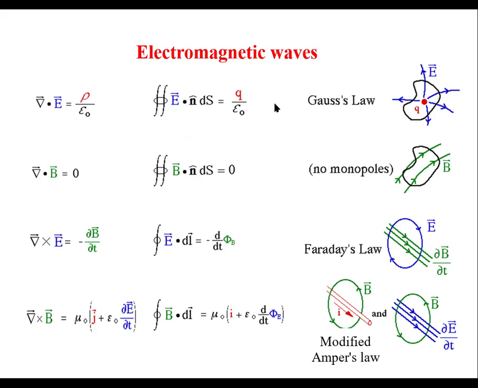The first one is the Gauss law. Second represents that there are no magnetic monopoles in nature. Third is the Faraday's law. And fourth is the modified Ampere's law.